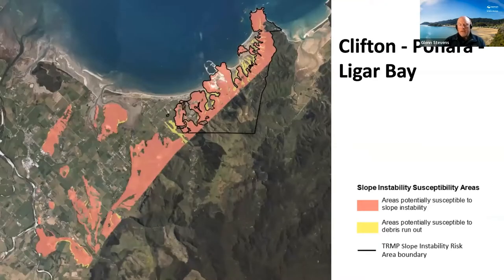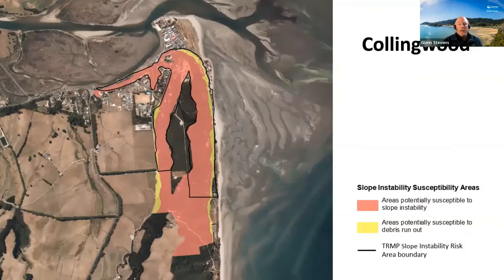Again, it's just the same thing. This is the Clifton, Pohara, Ligar Bay area, but you can see here where we've extended the study area much more to the southwest than the original SIRA. The topography, the landform, is much the same as in the SIRA, but there's anticipation of housing and also existing housing in there, so we've extended it. And finally, there's Collingwood, and again you can see it extending down to the south.